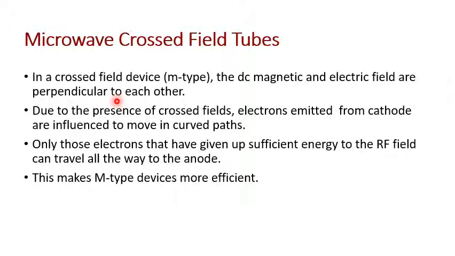In a crossed field tube, the electrons, which are initially emitted by the cathode, will be accelerated by the electric field between the cathode and the anode, and they will gain velocity. These electrons, due to the presence of the crossed field, will have a tendency to move in a curved path. Only those electrons which have sufficient energy to the RF field can travel all the way to the anode. This makes M-type devices more efficient in nature.